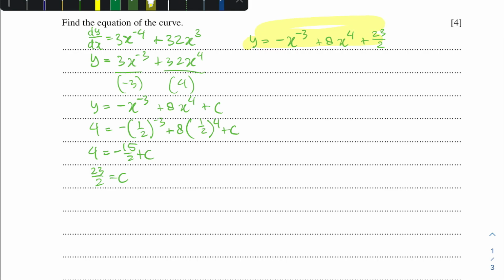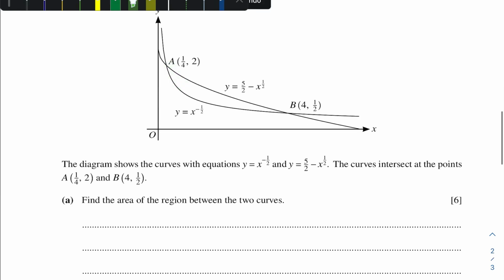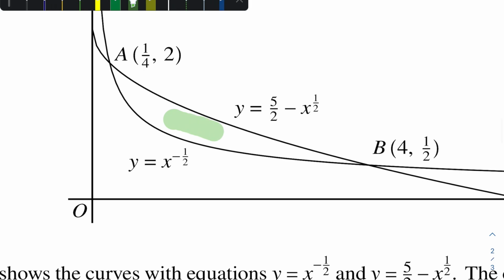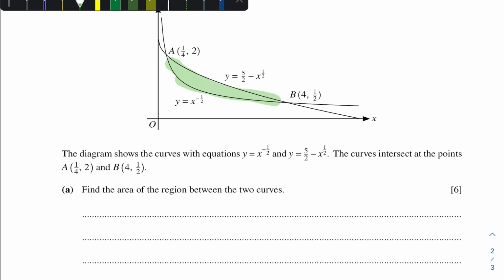There you go. Next question, we have: find the area of the region between the two curves. Basically, find the region between two curves. You see here, this is the first one, and the second one is this one. So we'll try to find this area right there. Actually, I'm going to use my highlighter instead of my pen. This part right here, basically. You see that? So we're trying to find that.